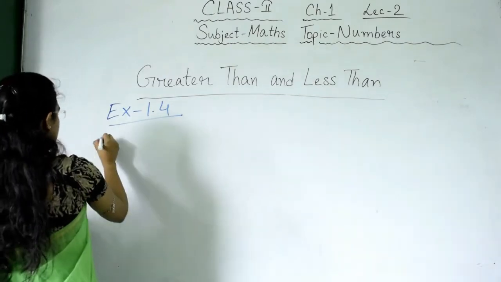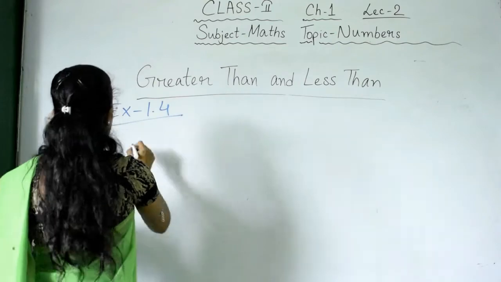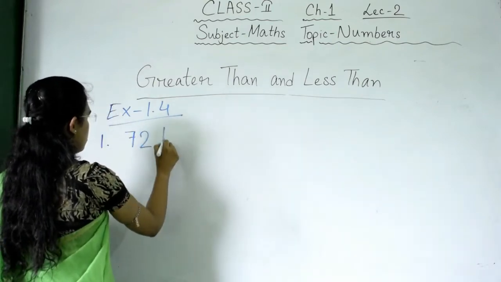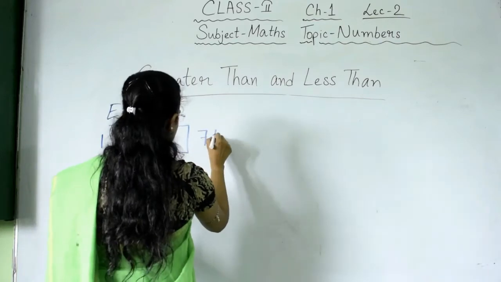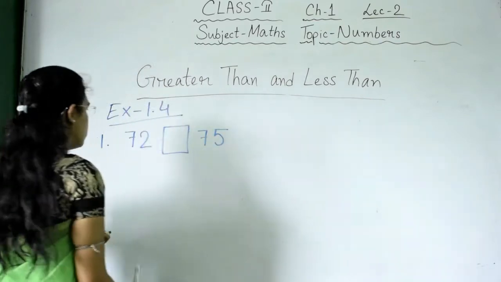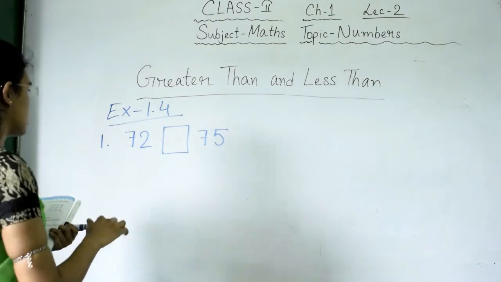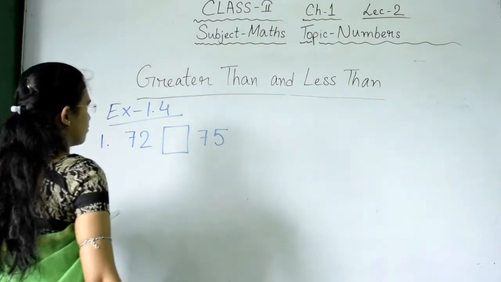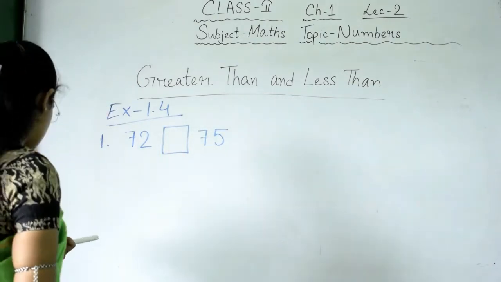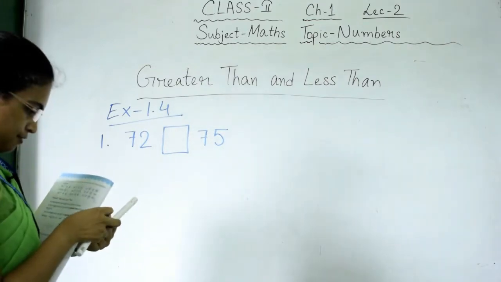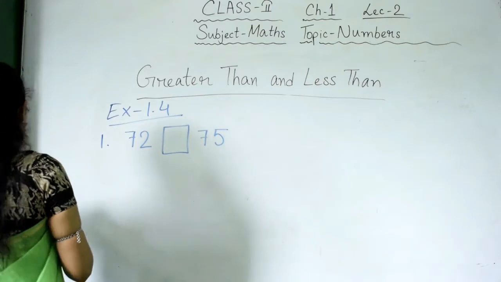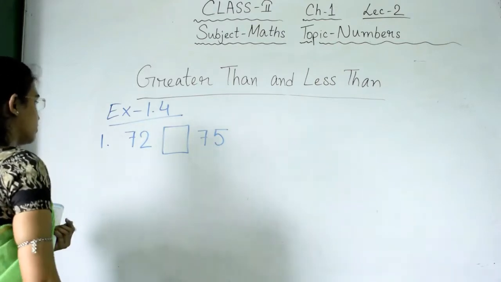So number 1 is 72, box, 75. Now tell me which one is the biggest number, 72 or 75? Which one is the biggest number? 72 or 75? Yes, 75 is the biggest number.